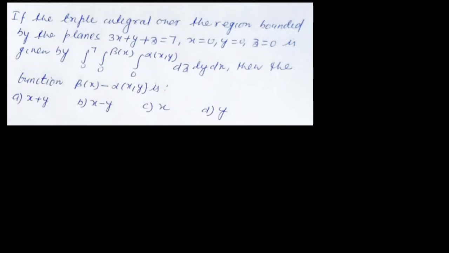Now this is a good question. If the triple integral over the region bounded by the plane 3x plus y plus z is equal to 7, x is equal to 0, y is equal to 0, z is equal to 0 is given by 0 to 7, 0 to beta x, 0 to alpha xy, dz dy dx, then the function beta x minus alpha xy. So this is just kind of trying to act smart. Just a simple question. They are trying to make it look very complicated, but it is not complicated.